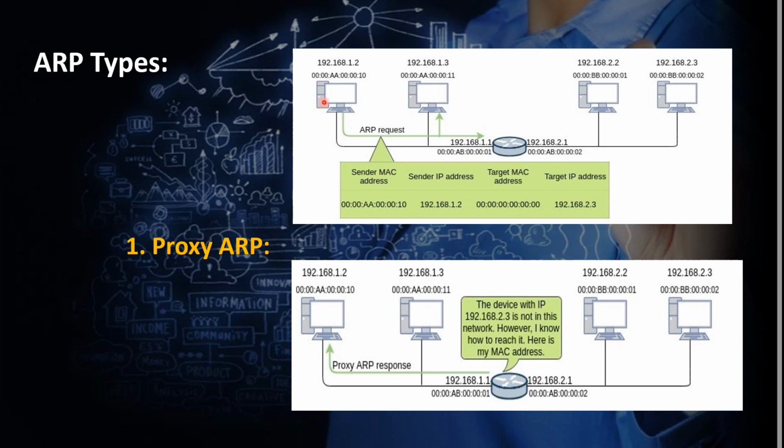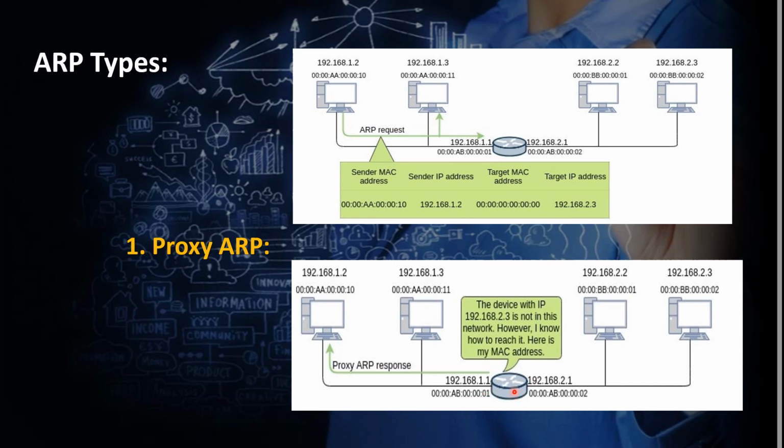Suppose I want to ping from this PC to this PC. It's in the same network, so the ARP request reaches the router, it checks in the ARP table, and responds back to this system and to this PC. So both are in the same network, and it is easier to find the MAC address of the device, right? What if they are in a different network?